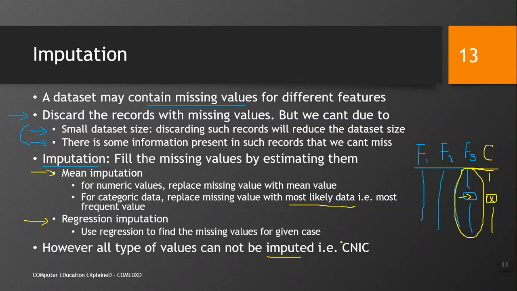However, all types of values cannot be imputed. For example, if there is a field which contains the values C and IC, we cannot impute it. In that case, we are forced to keep it as a blank value, or we try to find some other ways to fill this value, right. For example, we may take a value which consists of all zeros in case of missing C and IC. So we keep a special value to replace this missing feature value.